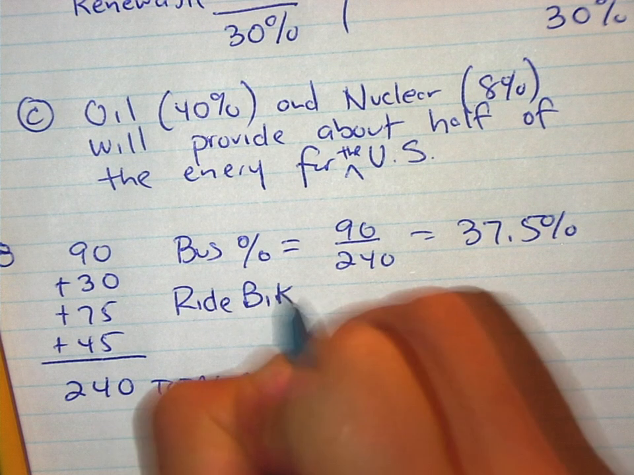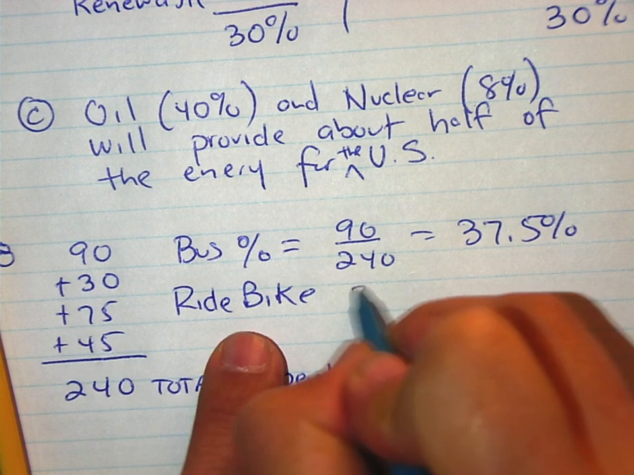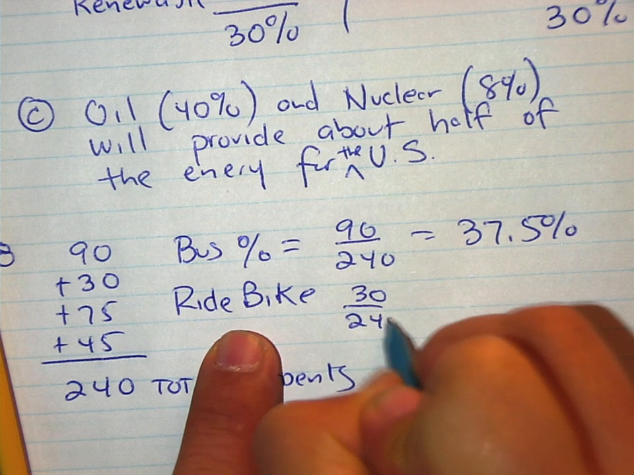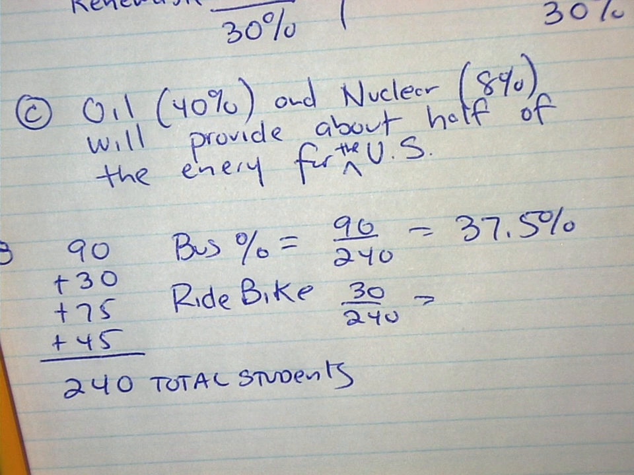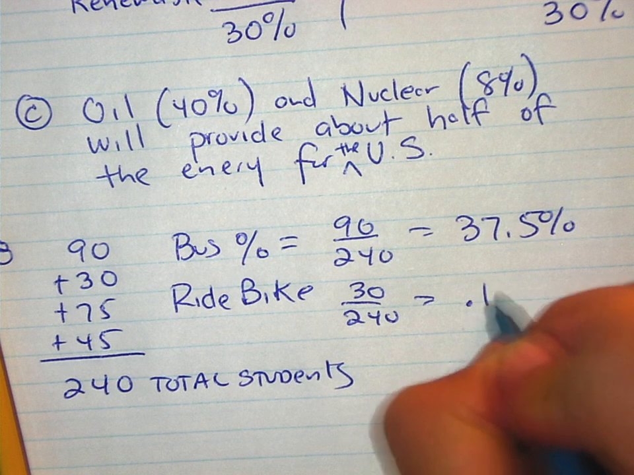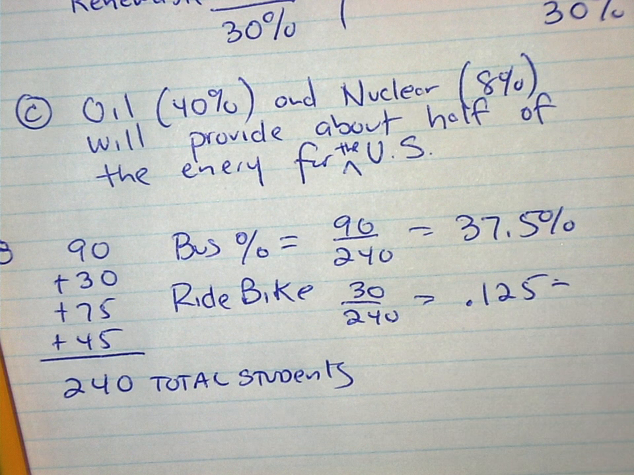The next one, students who ride the bike. That's 30 out of 240. And use your calculator. 30 divided by 240 equals 0.125, which, if you multiply by 100, equals 12.5%.